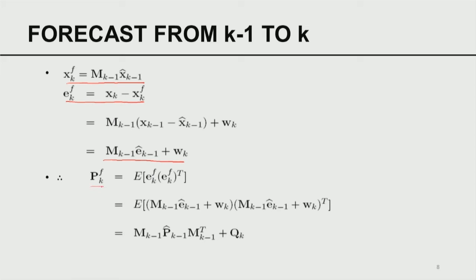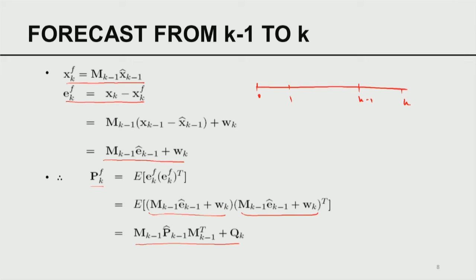Then this is the forecast covariance, which is the product of these two terms. Because the cross term vanishes, this is the expression for the forecast covariance. Look at this now, no data, only model. So I go from 0 to 1, I go from k minus 1 to k. So let us look at the computational aspects of this now.